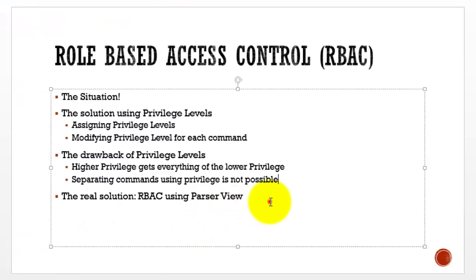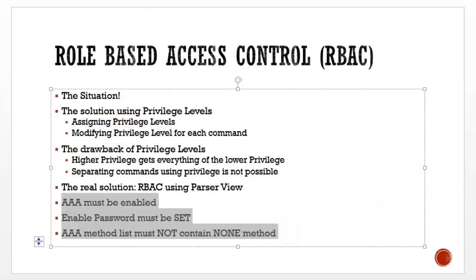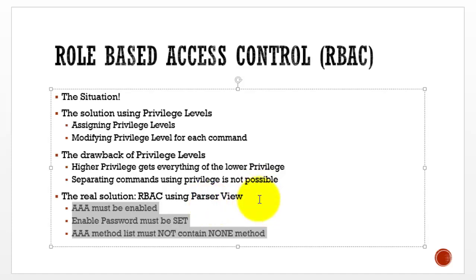Let me try putting it here. AAA must be enabled. Enable password must be set. AAA method list must not contain the none method. These are the three conditions for RBAC or parser view to be enabled.